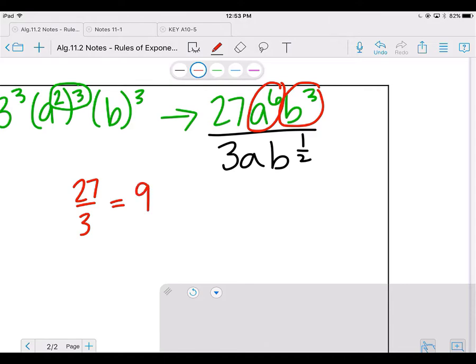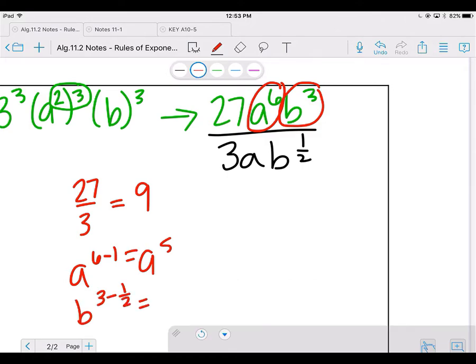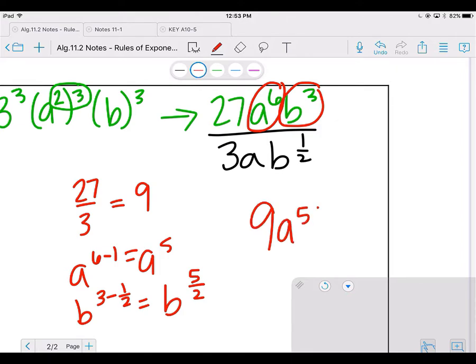So 27 divided by 3 is 9. A to the 6 minus 1 is 5. B to the 3 minus 1/2 is 2.5, which is the same as 5 halves. So put my answer all together. A stays on the top, B stays on the top, 9 stays on the top.